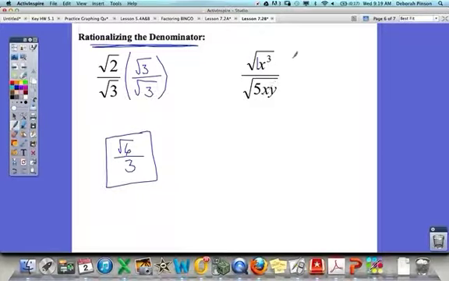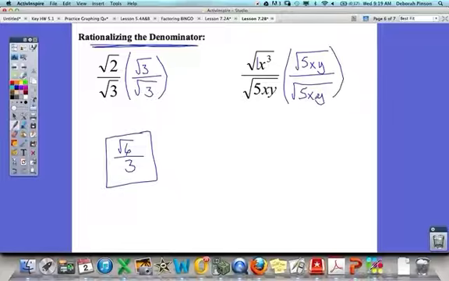Okay, now I have sort of the same problem here. So I'm going to multiply by square root of 5xy. So in the bottom, I'll have 5xy. You see how the two of them get rid of the square roots.